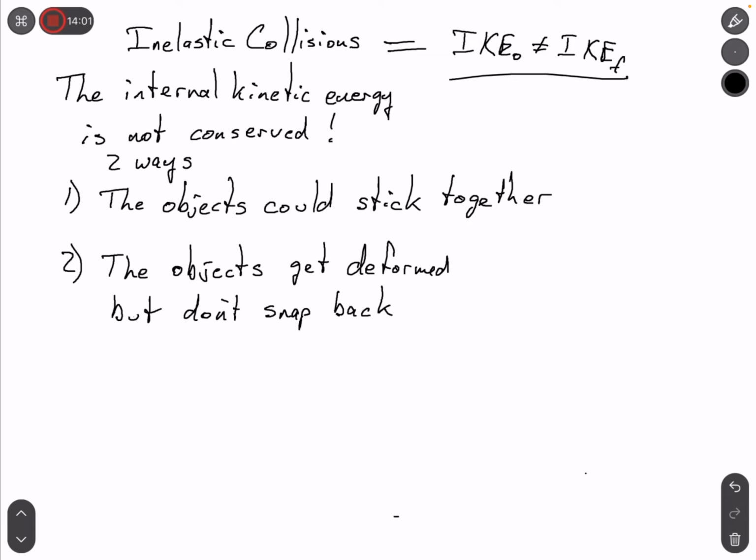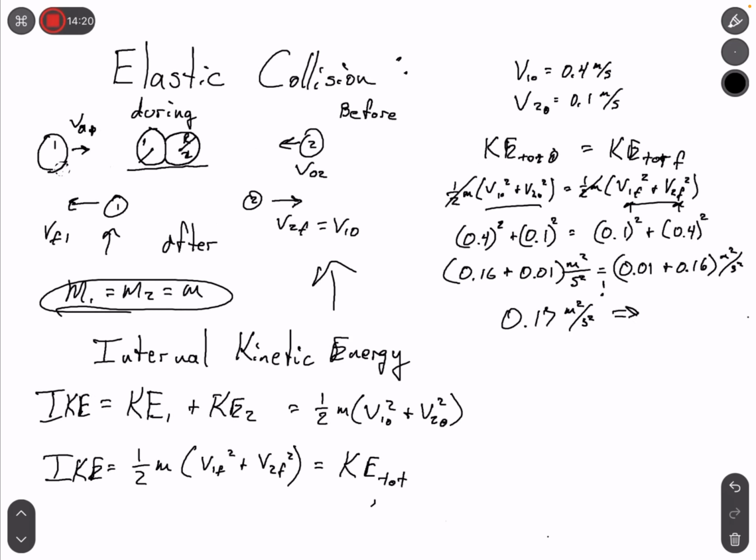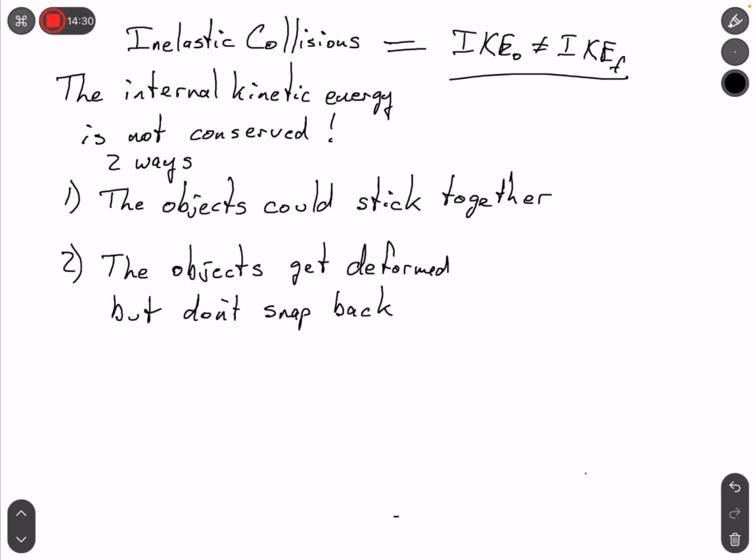However, imagine that they did, so the objects get deformed, the bumper goes in, and then it snaps right back out, and the energy that went in is the same energy that came out, so that gives you the elastic collision we just saw, right? These two guys are not deformed after, and they're not deformed before, right? They're only deformed during. So the objects get deformed, but they don't snap back. Okay.